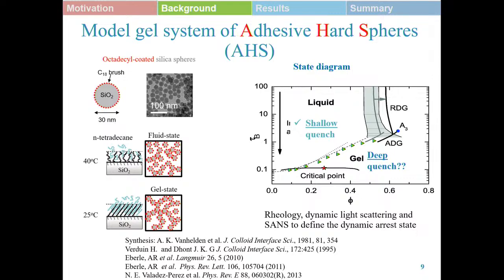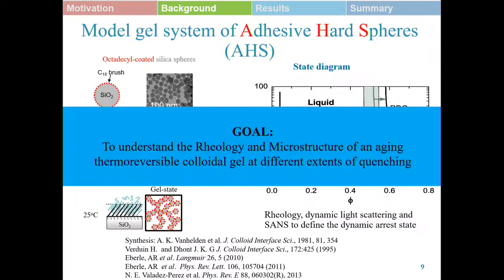By deep thermal quench, we mean a drastic change in temperature, from like 40 degrees, which is a liquid-like state, to temperatures well below room temperature. So that is the goal of the work, to understand the rheology and microstructural changes in this model system of adhesive hard spheres upon deeper thermal quench. Now we have a system in hand, and we know it is thermoresponsive in nature.